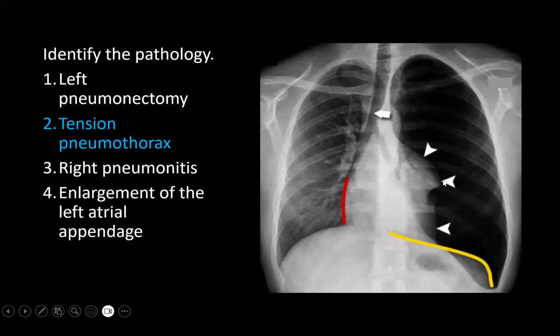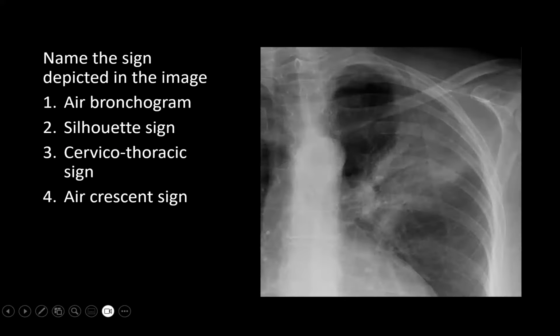There is a collapsed opaque structure indicated by the arrowheads, which is the collapsed right lung. The trachea has been shifted to the opposite side, which is the right side. The left side is involved here. The cardiac border, the right heart border, has also been shifted to the opposite side. You see the vertebral column is here, and the heart is way beyond that on the right side. And the diaphragm has been flattened a little bit on the affected side. So this is a tension pneumothorax.